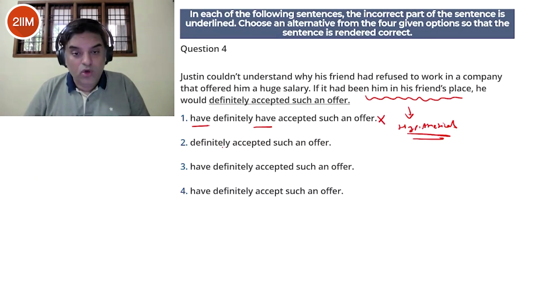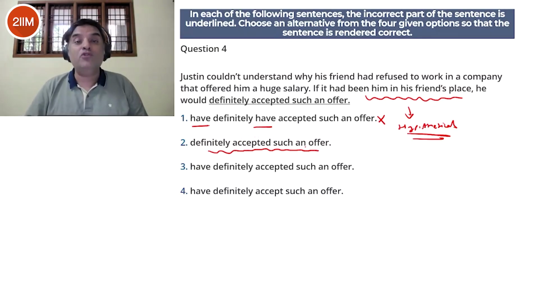He would definitely accepted such an offer. This is the same thing. They've copied the same thing. That means if you choose this, you're saying there is no error in the statement. So let's park this. He would have definitely accepted such an offer. This sounds okay. Let's park this.